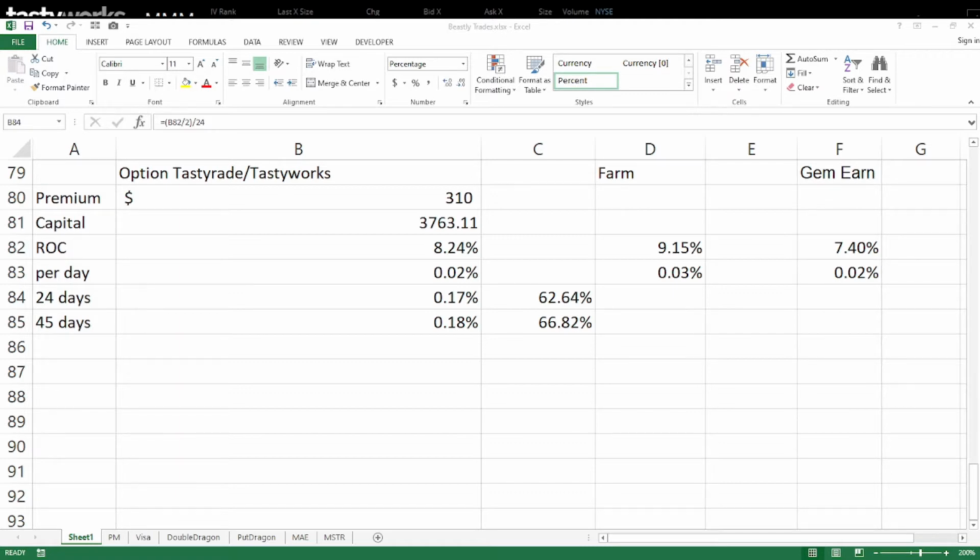So the first column is the Tastyworks platform, what I just showed you. So the premium, what I collected, $310 up front, and then as of right now, the capital requirements is $3,763. So that makes my return on capital, which is the premium divided by the capital, roughly about 8.24%, which I think is not the greatest, because I'm actually in the money right now, and that's kind of bad for my position. But there's still a chance that it could turn around.